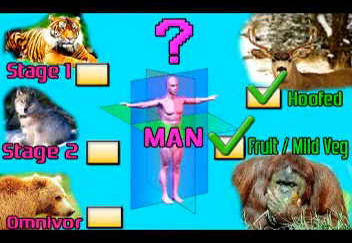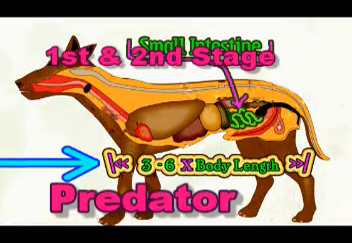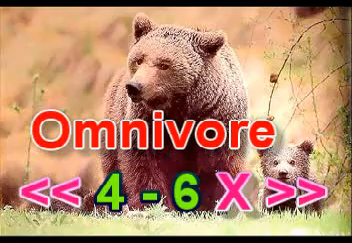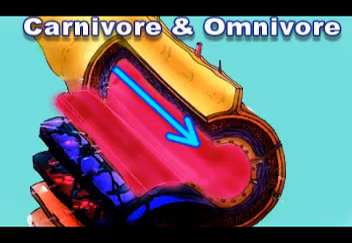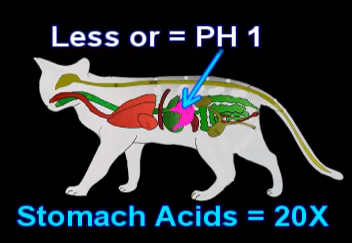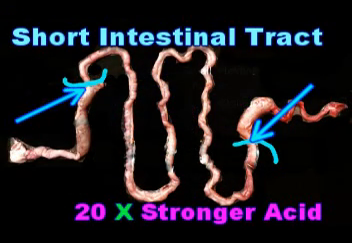For first and second stage predators, the length of the small intestine is up to 3 to 6 times its body length. For an omnivore, it's from 4 to 6 times its body length. Their intestinal walls are flat and smooth for passing meat easily through to their stomach. Carnivores' and omnivores' stomach acids have a pH less than or equal to 1 and are 20 times stronger than those of a herbivore. Carnivores' colons are also generally short, simple and smooth. With shorter intestinal tracts and stronger stomach acids, these animals were designed to process meat through their bodies quickly.